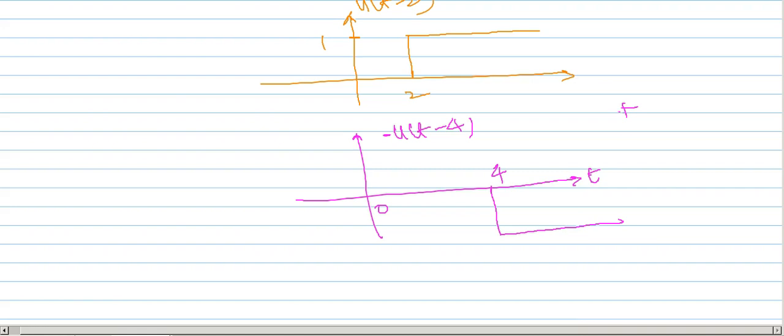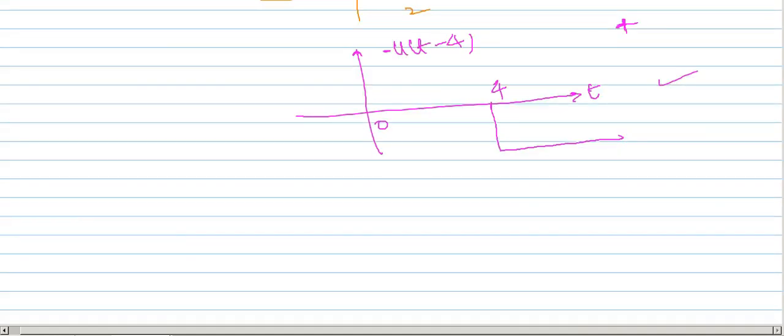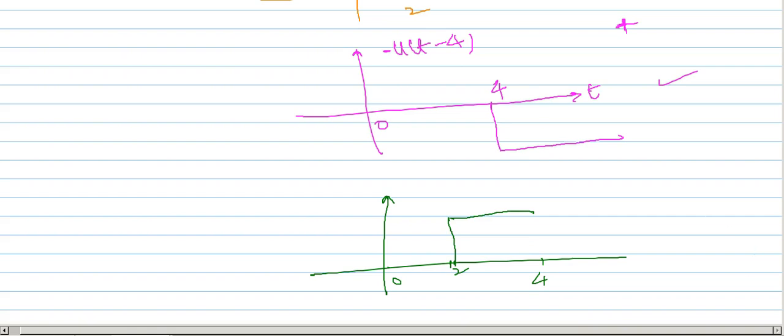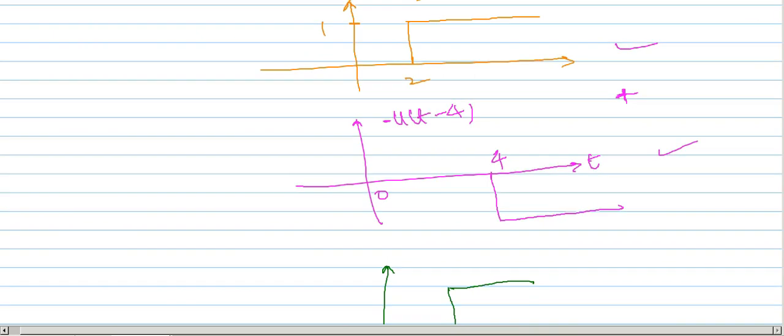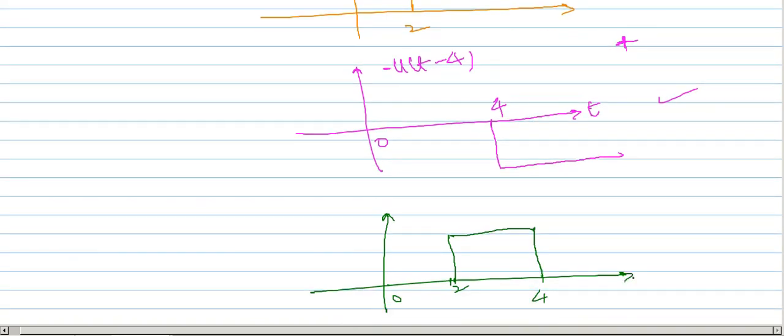Now if I add these two signals, what will I get? From 0 to 2 it is 0, and then after 2 we will have 1, and as we reach 4, this signal will be subtracted from the above signal, and so after 4 the signal will become 0. So this is the resultant signal, x of t equal to u of t minus 2 minus u of t minus 4. So we have represented that pulse x of t in terms of unit step signals.